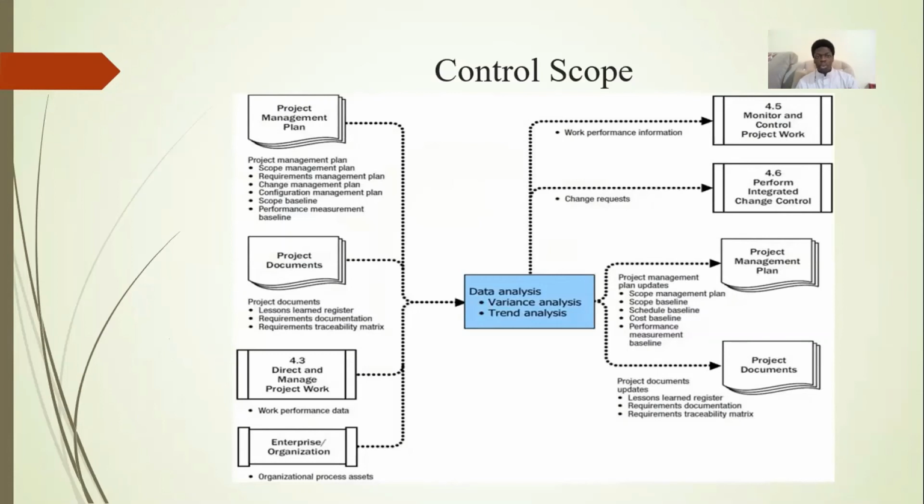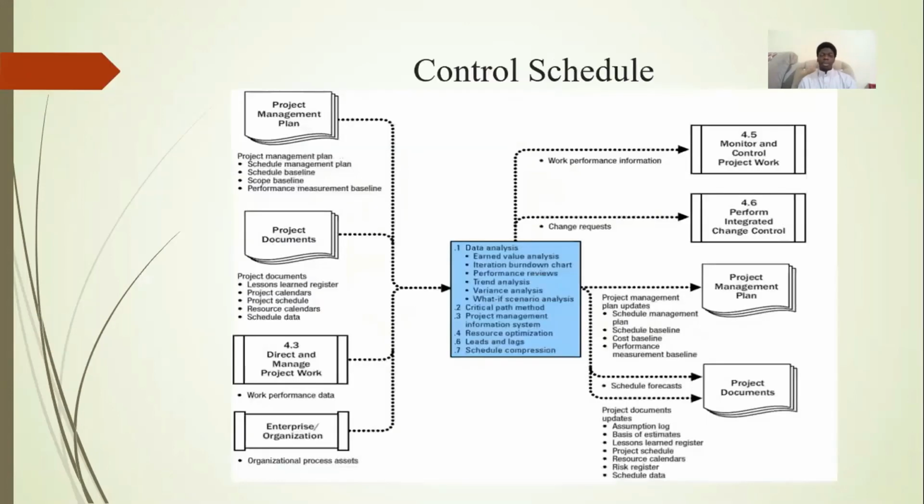The input as usual: the master plan, project documents such as lessons learned and requirements documents, and the directed and managed project work, and so on. Okay. The output will be some change requests to perform integrated change control, and our performance information, updates to the project management plan and project documents. Next.